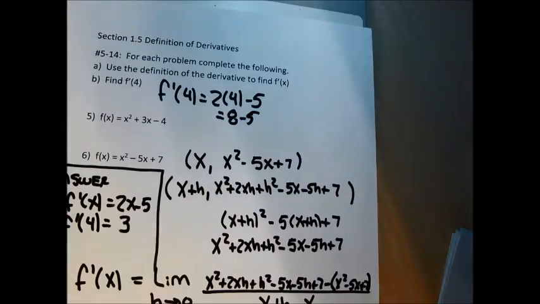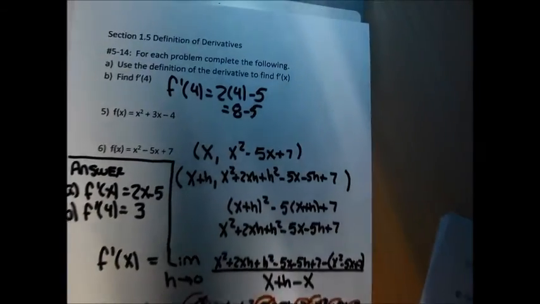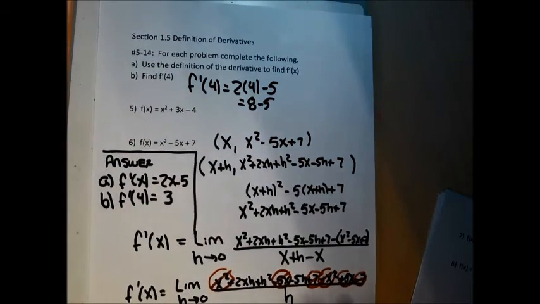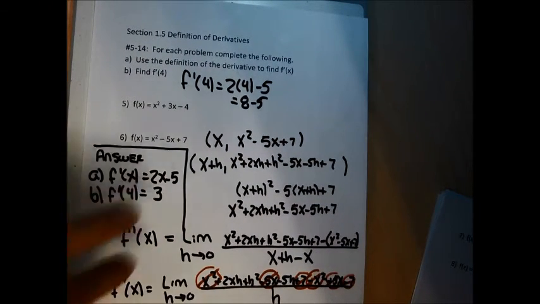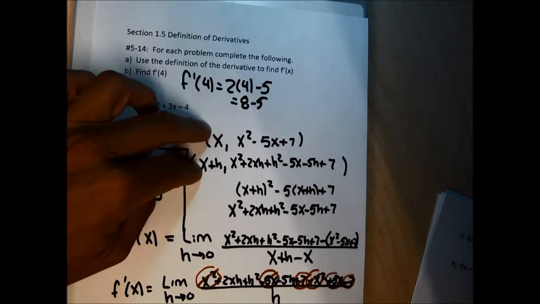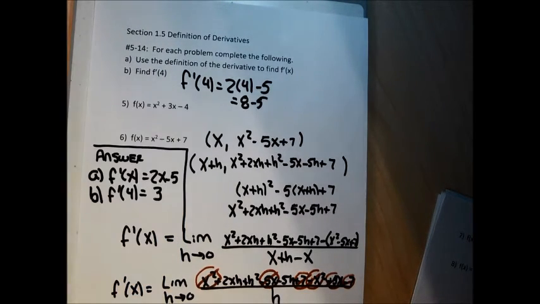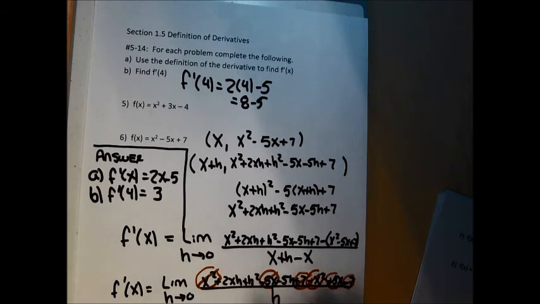Alright, so you should try to make the same effort at doing problem 5 that I did for problem 6, which means you have to find your 2 points and then do the formula for instantaneous rate of change, y2 minus y1 over x2 minus x1, take the limit as h goes to 0. Alright, so 7, 8, 9, and 10 are exactly the same things.